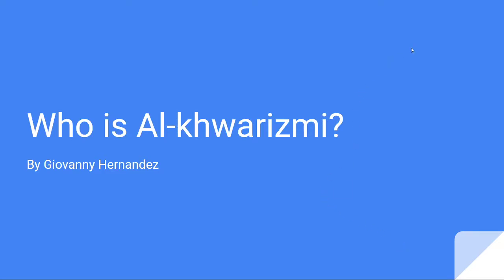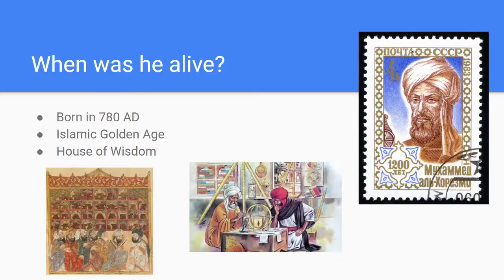So today I want to talk about who is Al-Khwarizmi. So we can start off by saying he was born in 780 AD, really early in the times. When he grew up, he basically started in the Islamic Golden Age, where he worked in the House of Wisdom to translate texts from different civilizations into Arabic.